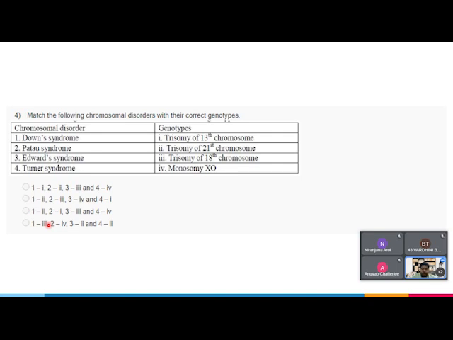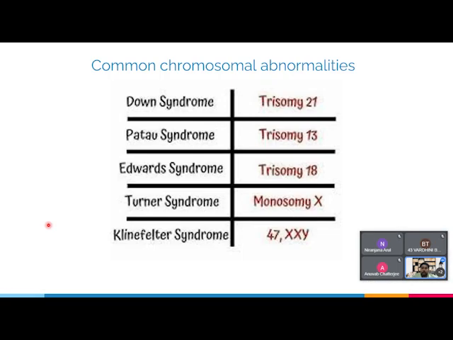So let us move forward and try and answer this. These are the common chromosomal abnormalities that are present. This chart just answers the particular question.